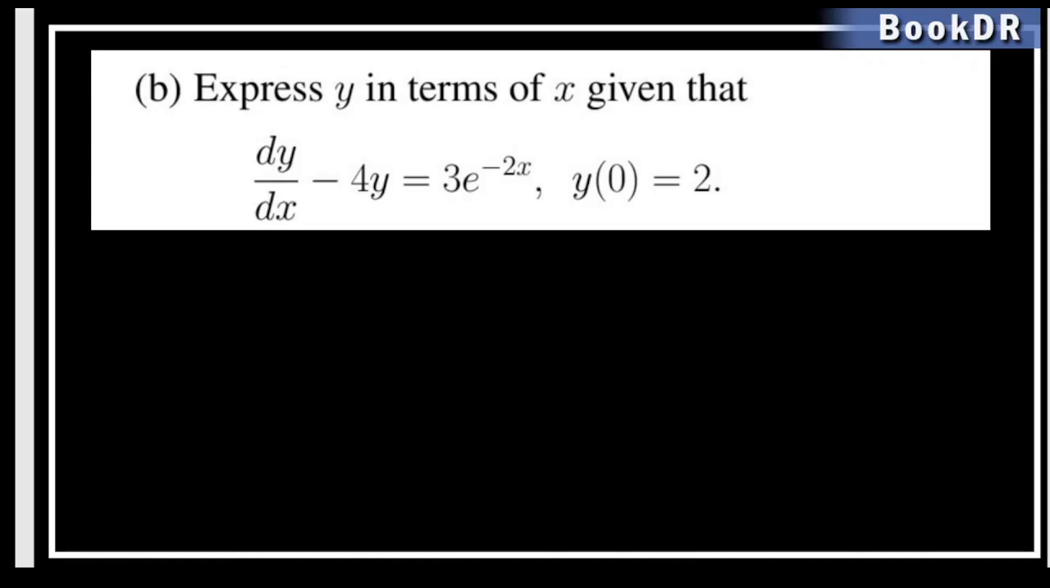We have to express y in terms of x, given that dy/dx minus 4y is equal to 3e^(-2x), and given that y(0) is equal to 2. The first step is to analyze the type of differential equation which is given.